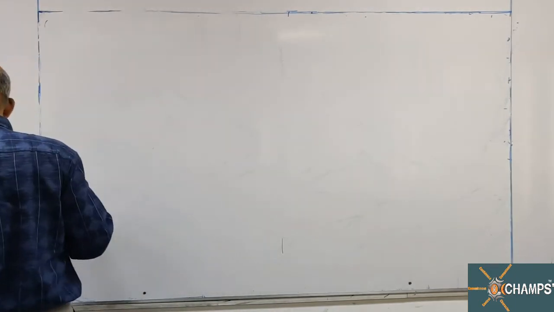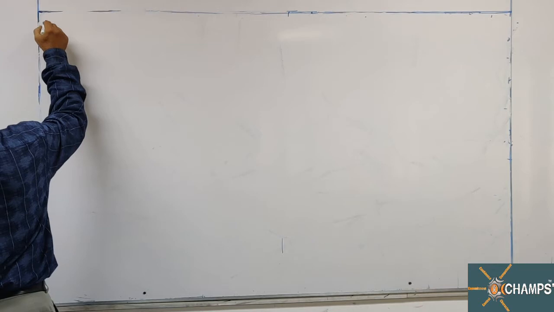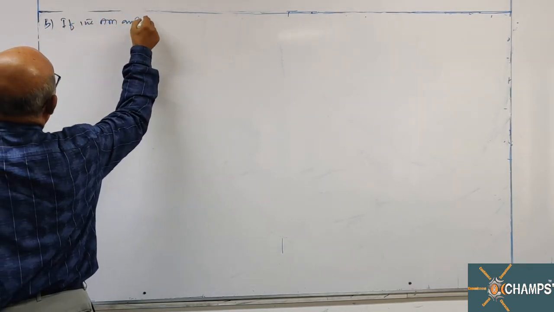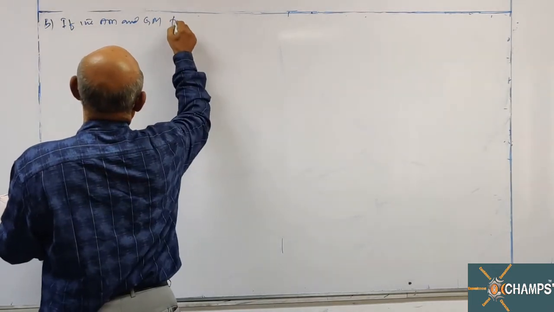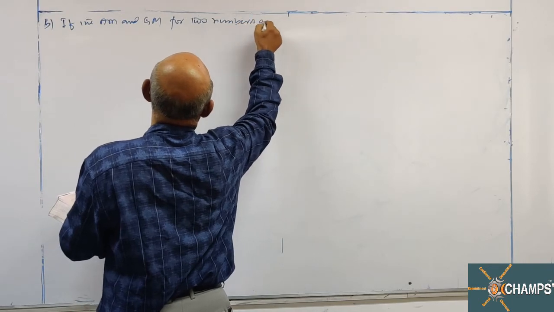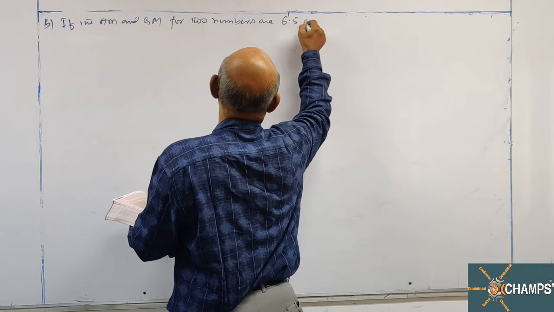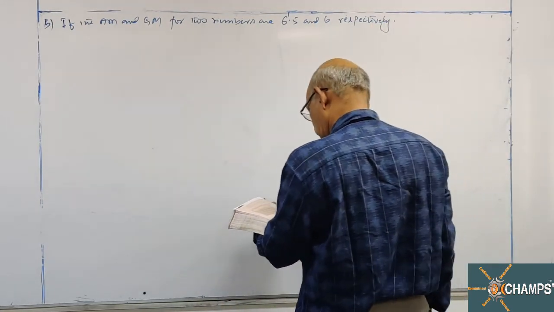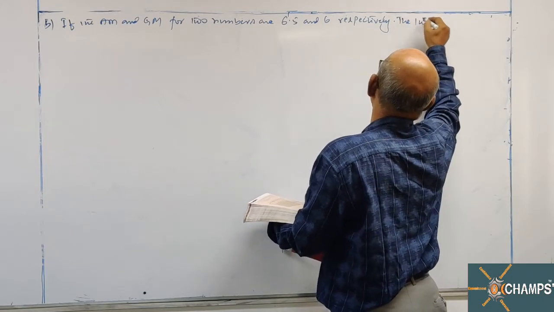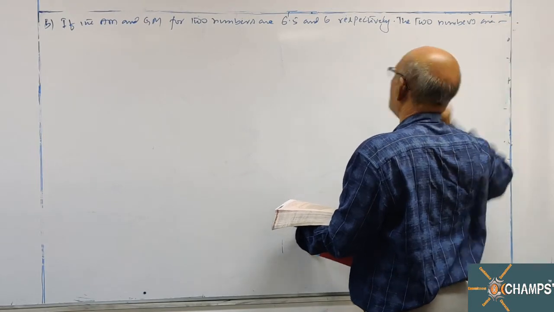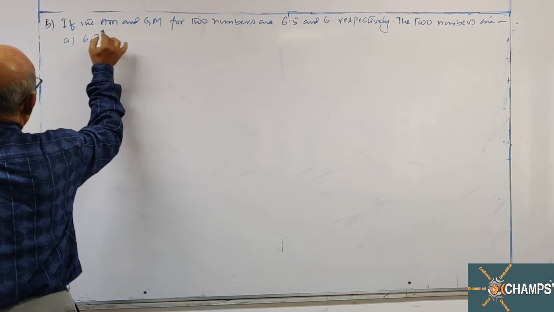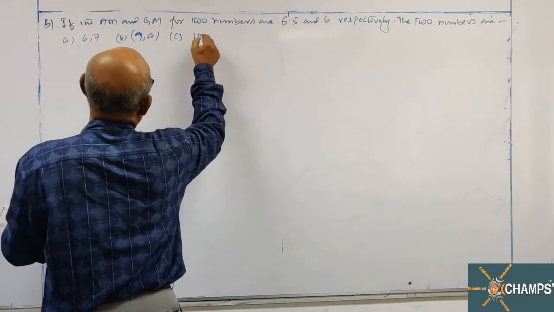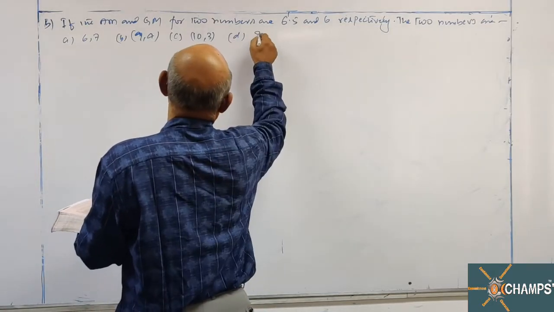Next, if the arithmetic mean and geometric mean for two numbers are 6.5 and 6 respectively, then the two numbers are: option A 6, 7; option B 9, 4; option C 10, 3; option D 8, 5.